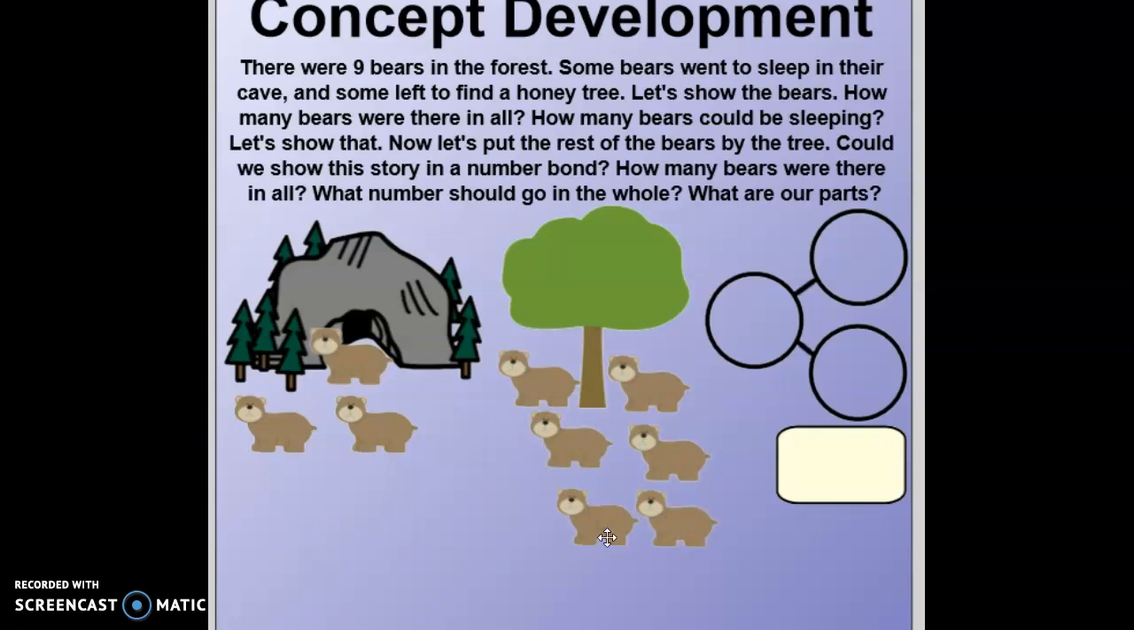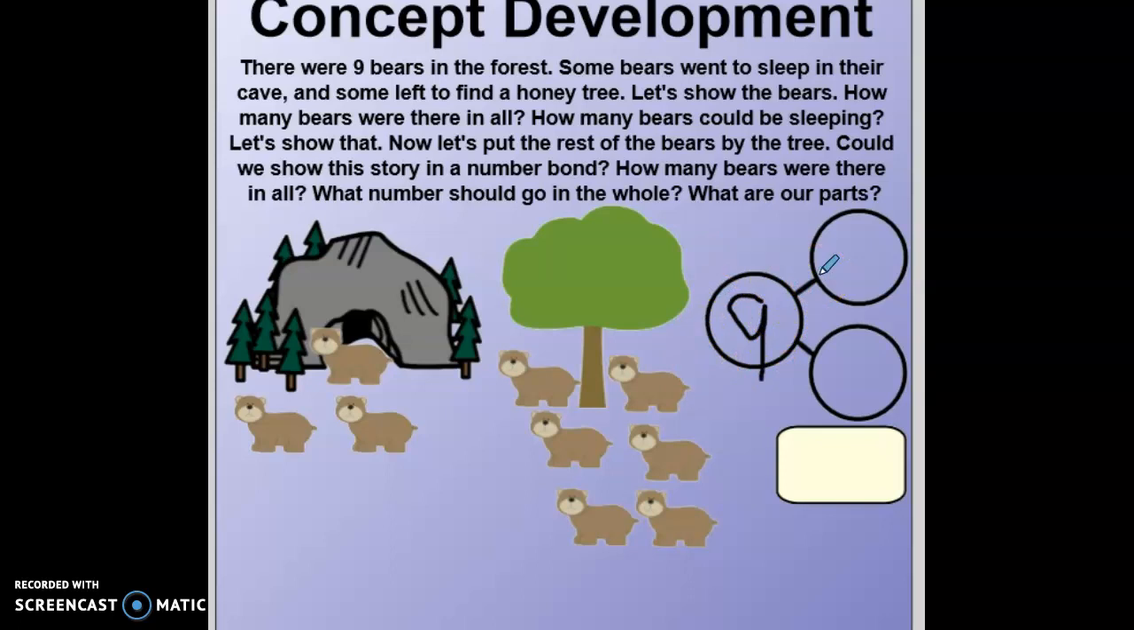So they're asking how many bears were there in all. So our whole. So let's count. 1, 2, 3, 4, 5, 6, 7, 8, 9. So for our whole, we can write a 9. And I wrote my 9 there because my 2 parts go to my 1 whole. Okay?